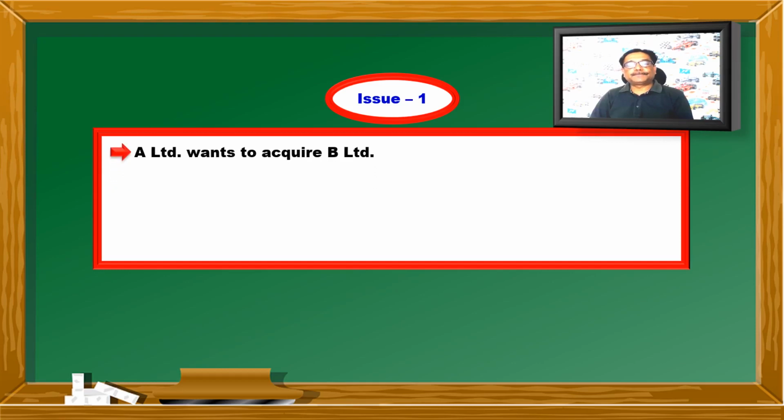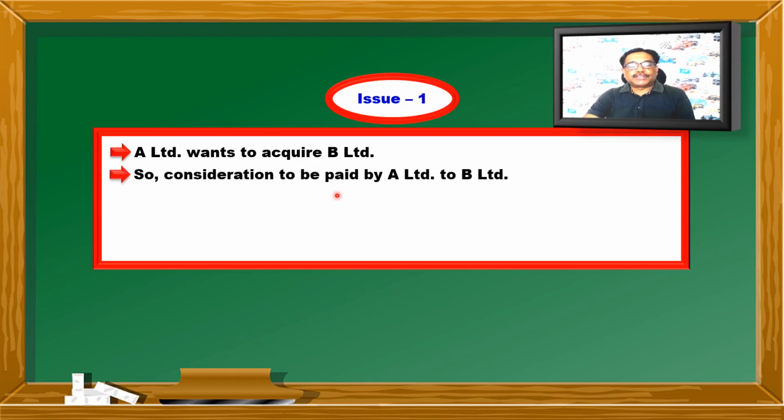First one, you see, A Limited wants to acquire B Limited. So consideration is to be paid by A Limited to B Limited. A Limited acquiring B Limited means A Limited has to pay consideration to B Limited. The question is, how much consideration is to be paid by A Limited to B Limited? The answer would be, it would be the value of B Limited.